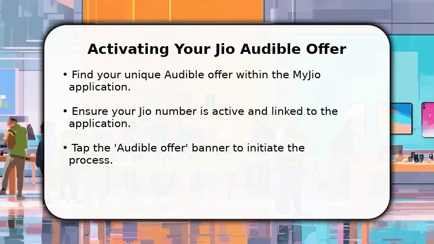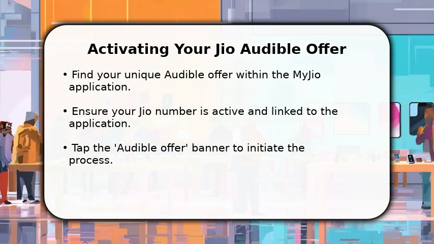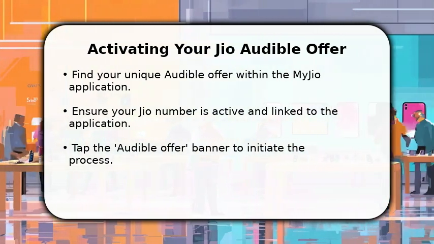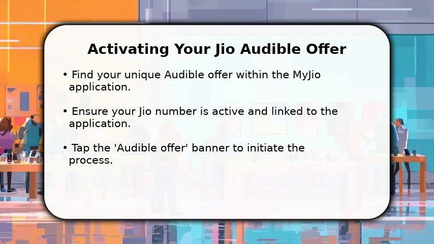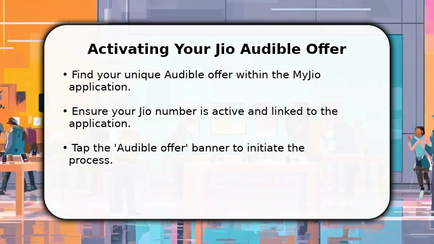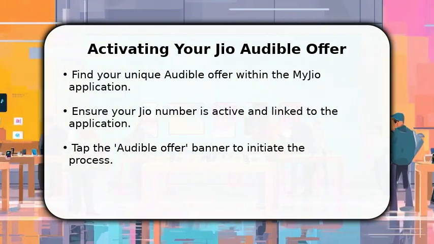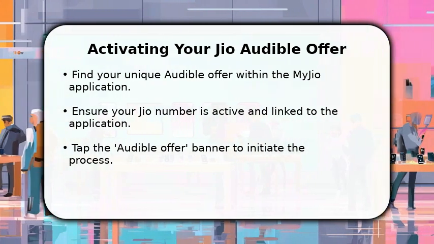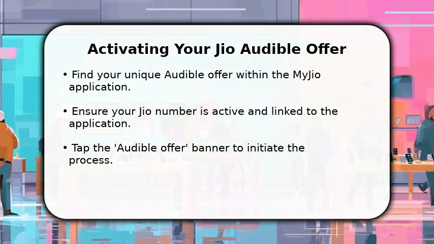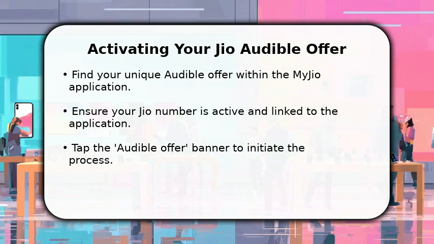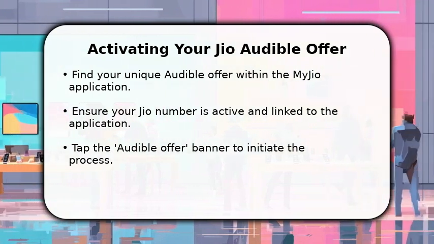In this video, I will explain how to use your Geo Audible coupon code. First, open the My Geo application on your smartphone. Navigate to the Engage section or look for a prominent banner promoting the Audible offer. Your Geo number must be active and registered within the app to see this personalized promotion.